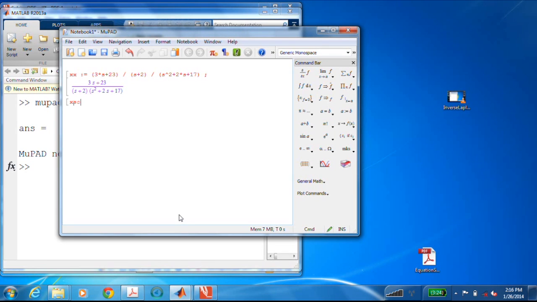So now let's go x solution. How's that? Is equal to ilaplace. That's the MuPAD command for inverse Laplace. We'll give it x. We have to tell it what variable we're inverse Laplacing, that's s, and what variable we want back, and that's t. And it's done. So it claims that the solution is e to the negative 2t minus e to the negative t cosine 4t plus e to the negative t sine 4t. And that's exactly what we got by hand. So indeed, I think we've got it correct. It's doubtful that both MuPAD and our hand calculations are wrong.